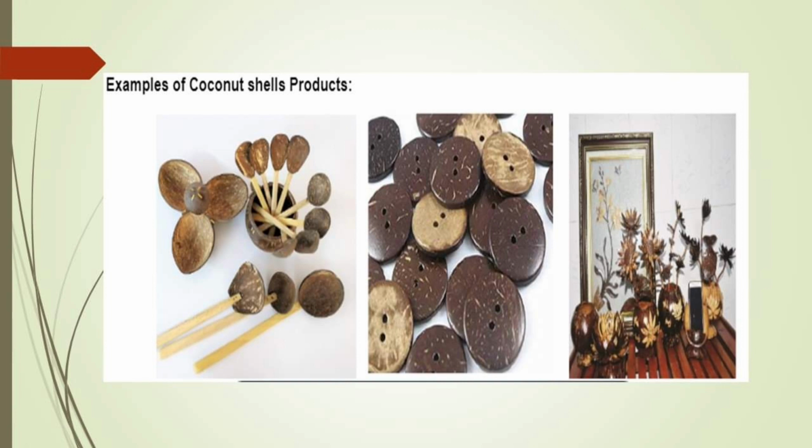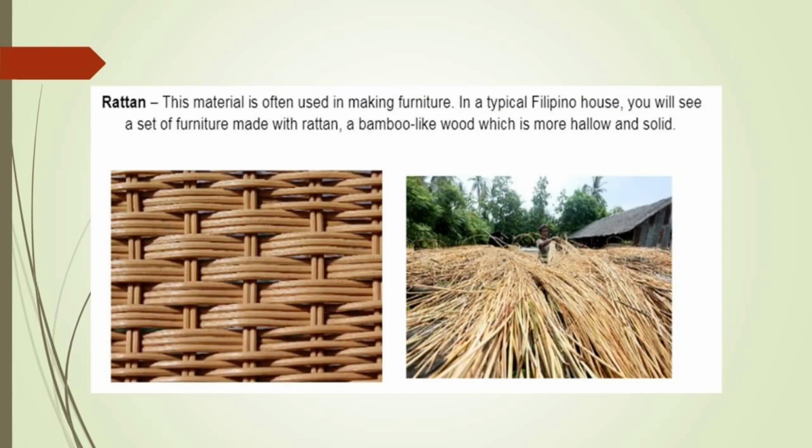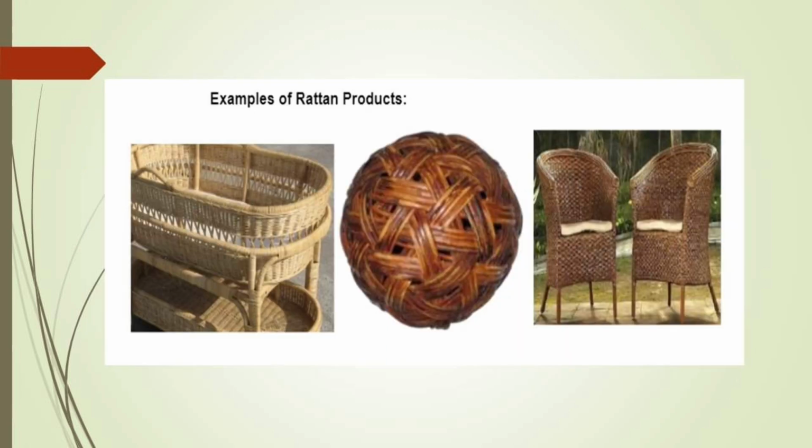We also have here rattan. This material is often used in making furniture in a typical Filipino house. You will see a set of furniture made with rattan, a bamboo-like wood which is more hollow and solid. As you can see in the examples of rattan products, there is a crib, a bowl, and also furniture made of rattan.